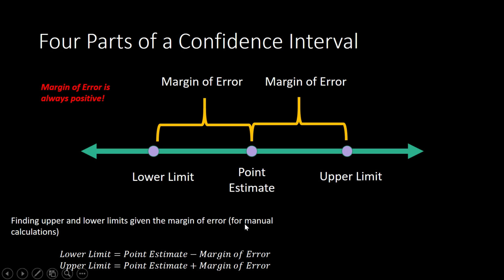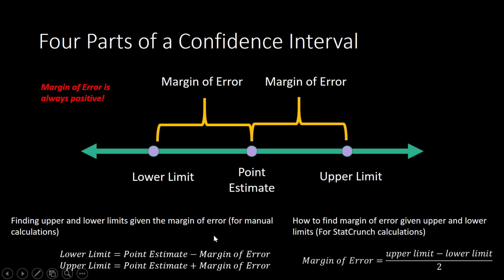If you're going to be using manual calculations, the manual calculations will help you find the margin of error. Once you find the margin of error, you will then have to calculate the lower limit by subtracting the margin of error from the point estimate, and you'll have to calculate the upper limit by adding the margin of error to the point estimate. Make sure you have these in your notes.